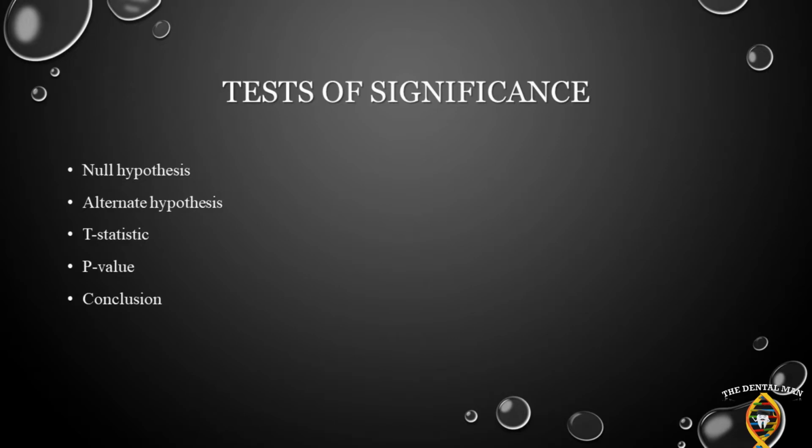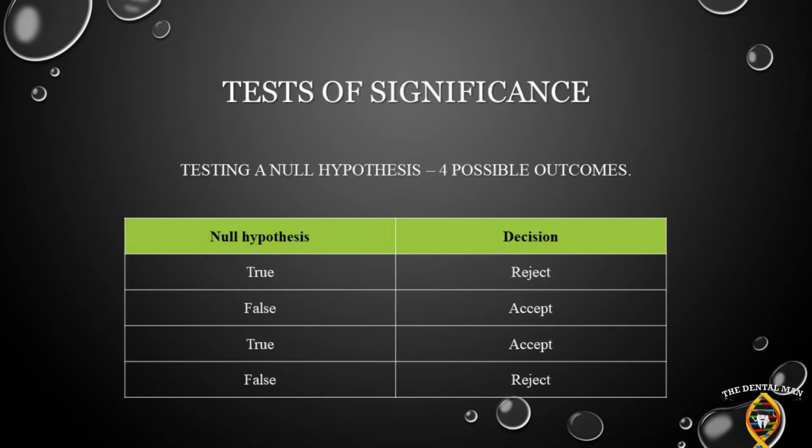Following the statement of hypothesis, we calculate the test statistic or T-statistic and find the p-value. Test statistic is calculated depending on the population mean, sample mean, standard deviation and sample size. P-value is the probability of observing a test statistic as extreme as, or more extreme than, the observed value. We need to assess the strength of evidence against null hypothesis.